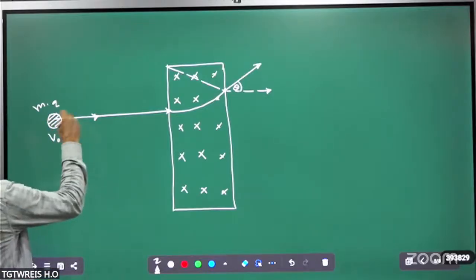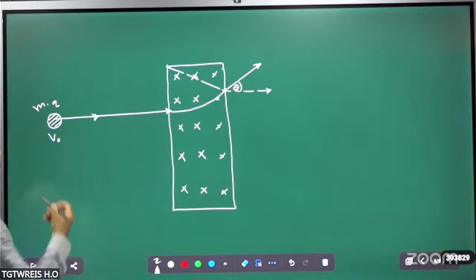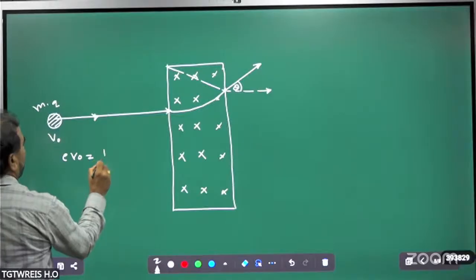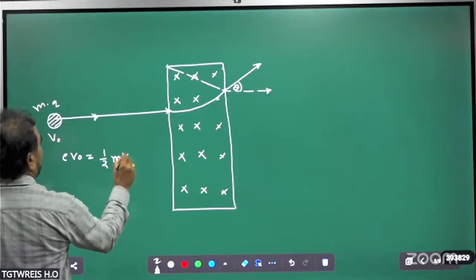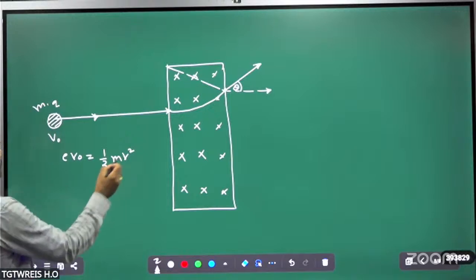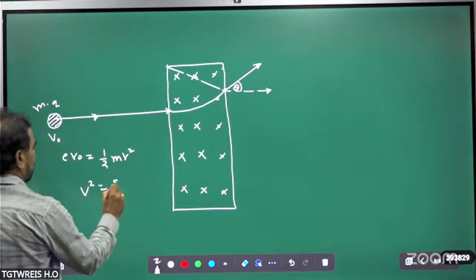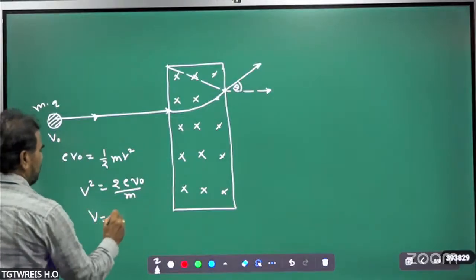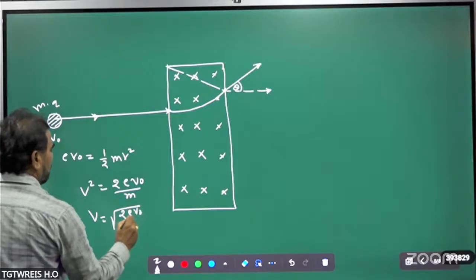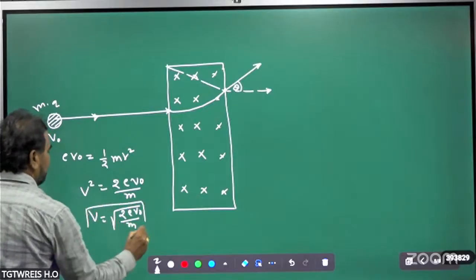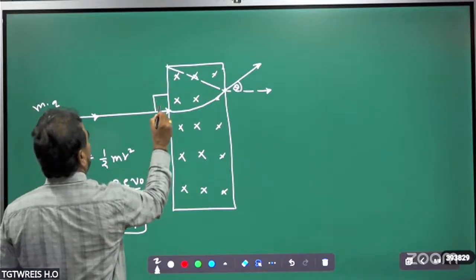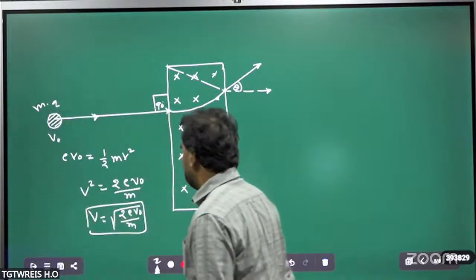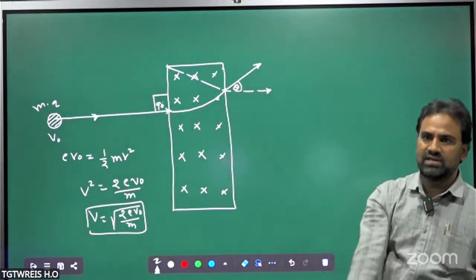When the charged particle is accelerating in a potential difference of V0, it has electrostatic potential energy. eV0 is equal to half mv square. Is it clear? So v square is equal to 2eV0 upon m, and v is equal to root over 2eV0 upon m. With this velocity, it enters perpendicular to the direction of the field like this, and it moves in the form of a circular path.